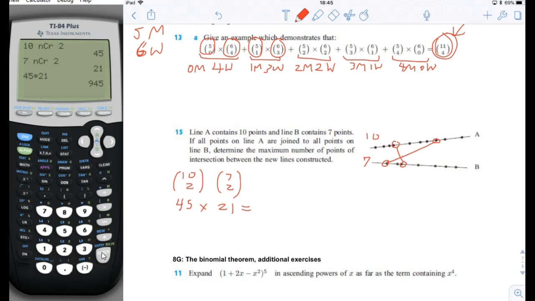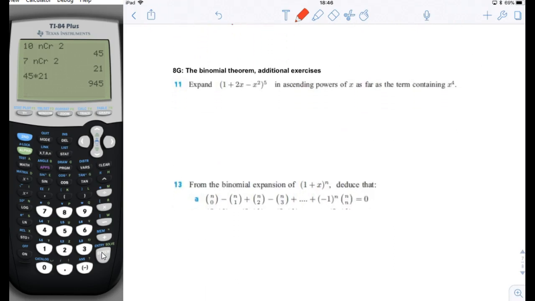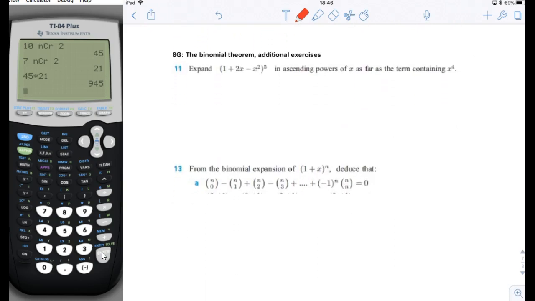So it would be 945 ways, 945 different intersections that I could form. And the one that I drew is just one of those examples. Okay? All right, now we go to 8G. And in 8G, basically, we are going to do a bunch of binomial expansions that are a little bit more difficult than the binomial expansions that you did before.